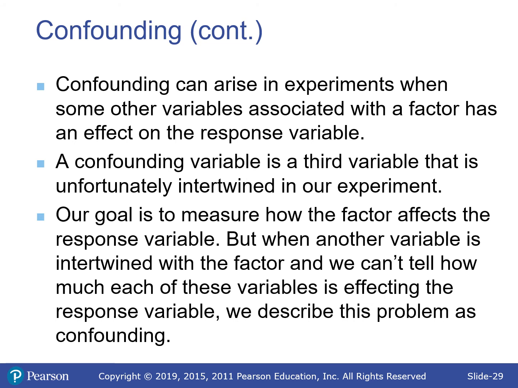And so we're trying to measure how the factors affect the variables, but when a confounding variable gets in there, it just makes it difficult because we can't tell what it is. That's where that control is so important. You want to try and control everything possible.